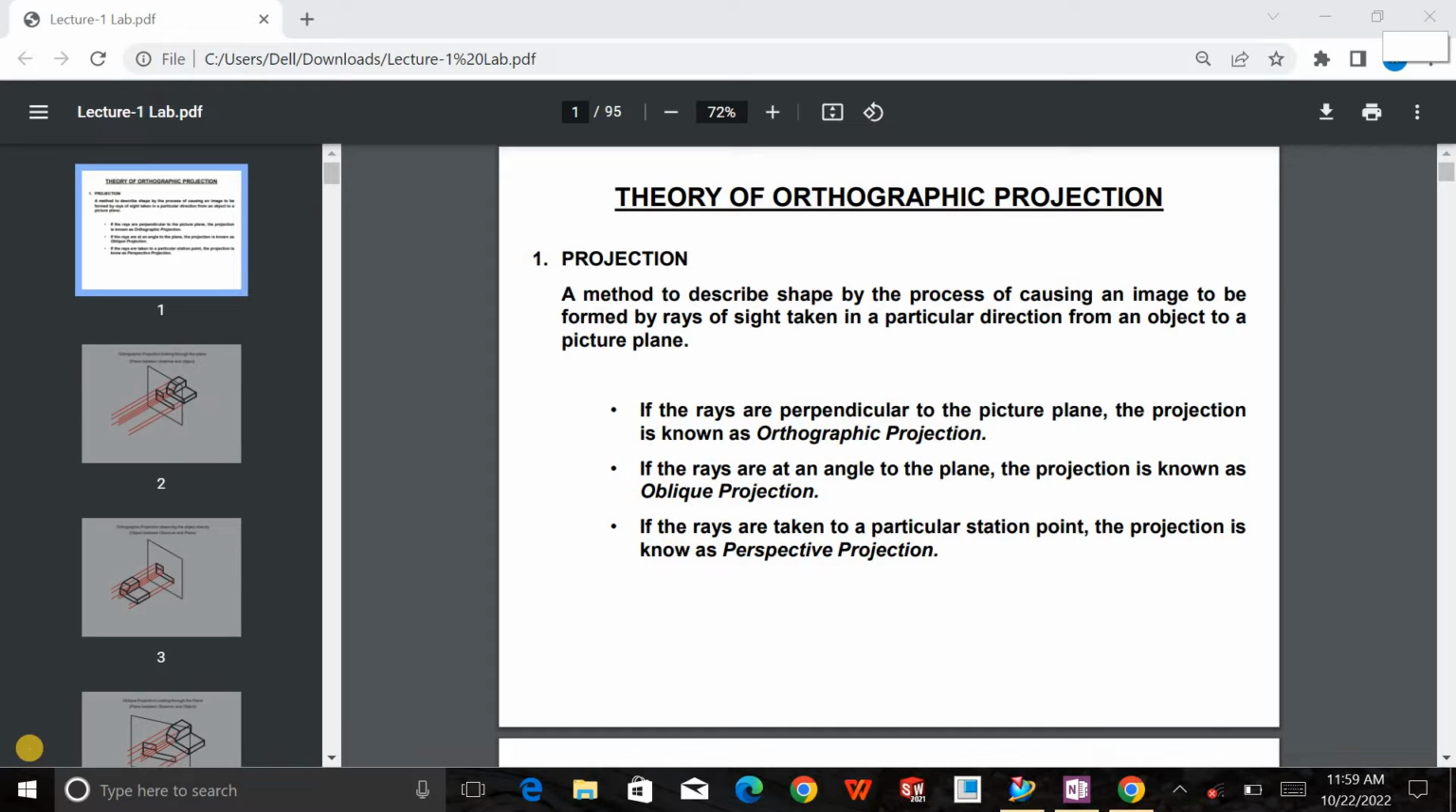Today we are going to start with the new section of the mechanical engineering subject. This is actually the lab, but this is really important to understand, right? So the subject is known as engineering drawing. Why is it called engineering drawing? Because these drawings actually deal with the engineering field, right?